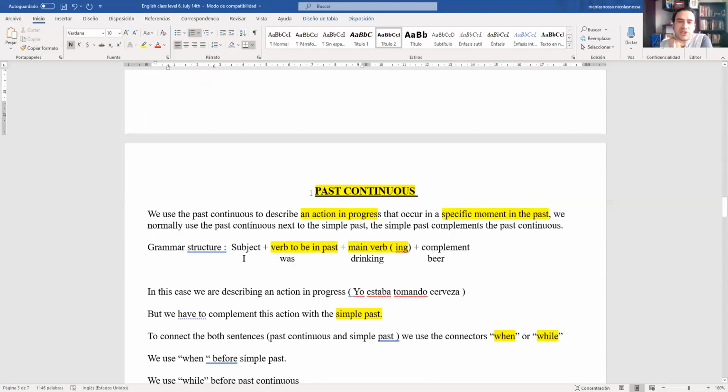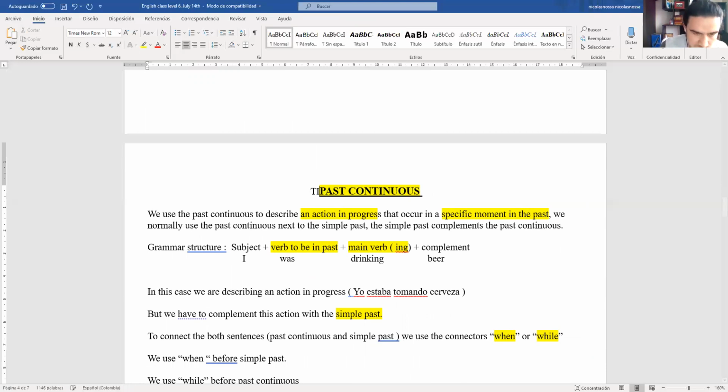Okay, and let's go into check the past continuous now, okay, which is our second topic. To the past continuous, que ya también lo habían visto.